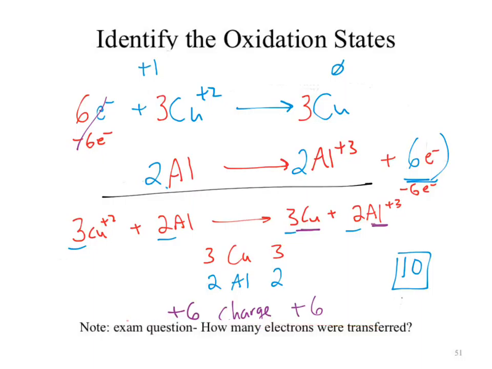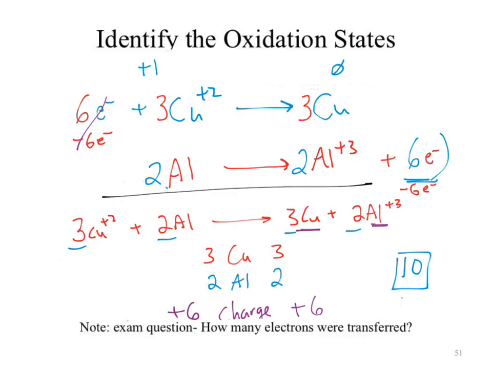Okay, so then let's look at the very last question there. How many electrons were transferred in the course of this reaction? To get the reaction to occur for our copper plus 2, what did it have to do? It had to accept 6 electrons. What did the aluminum have to do? Get rid of 6 electrons. How many electrons were transferred? 6. I'm really happy to hear that.